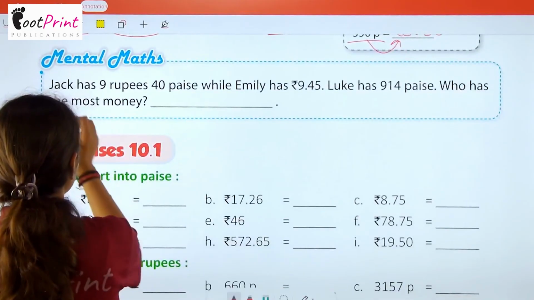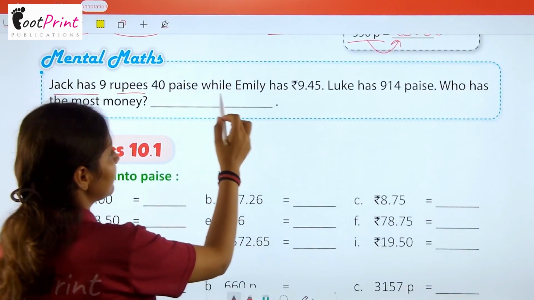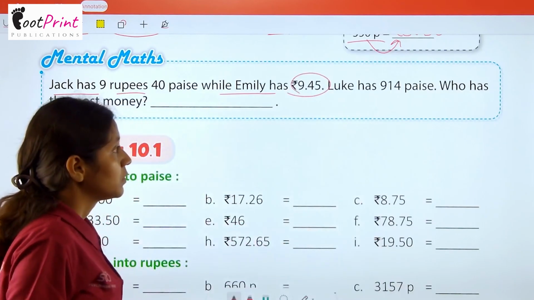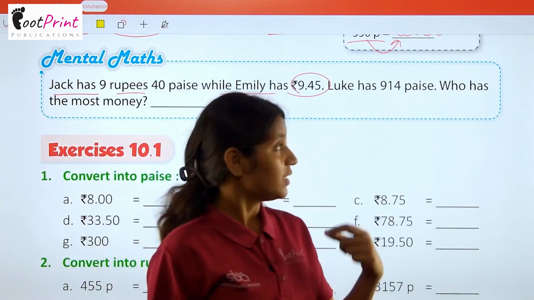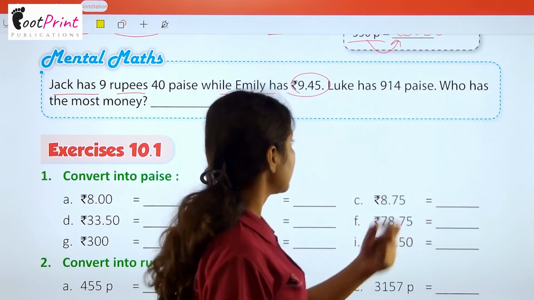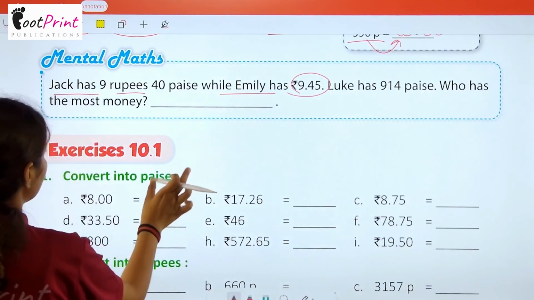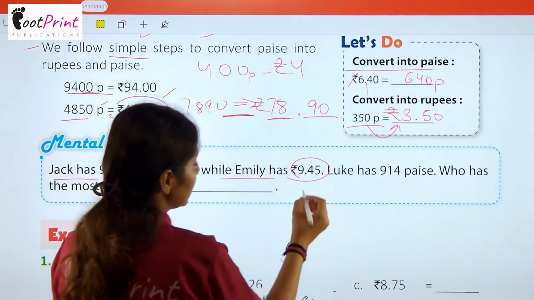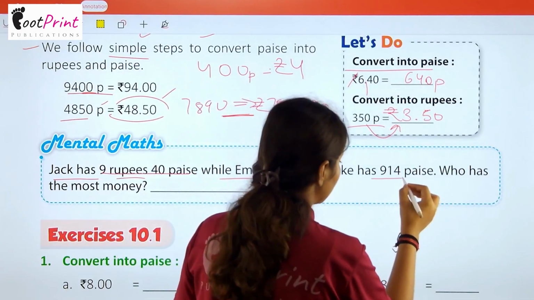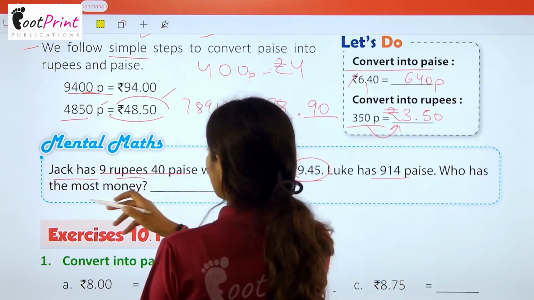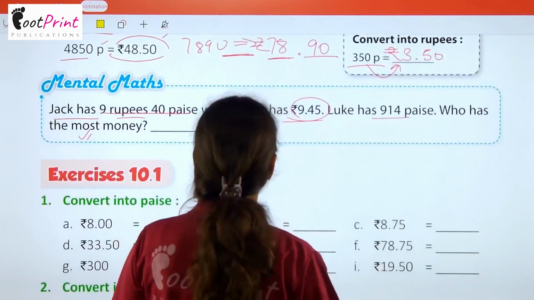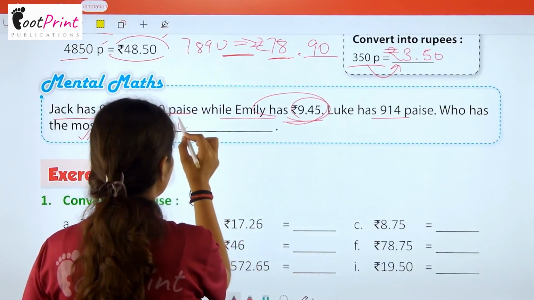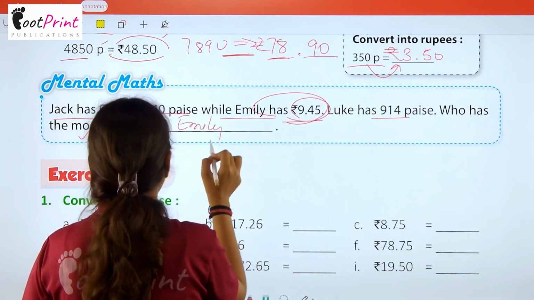Mental maths. Jack has 9 rupees 40 paise while Emily has 9 rupees 45 paise. Luke has 914 paise. Who has the most money? So 9 rupees 40 paise, 9.45 and 9.14. So who has the most money? We can see this one, Emily. So we will write here Emily.